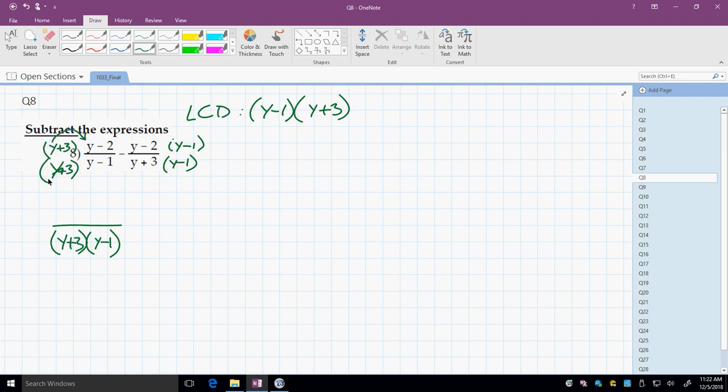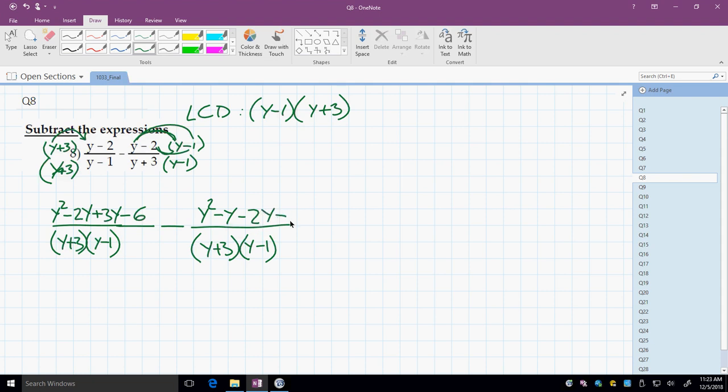So y times y gives me y squared. Negative 2 times y is going to give me negative 2y. 3 times y is 3y. And a positive and a negative is going to give me a negative 6. That's minus. In the denominator, the same thing, I just need to rewrite them, y minus 1. And then the top, I need to FOIL this. So y squared minus y minus 2y minus 2.